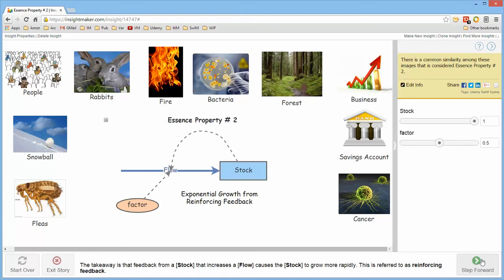I consider this to be the second essential property of the pieces that are used to create simulation models. And this particular model is attached as a resource to this lecture. I would encourage you to go ahead and access this model and run it a number of times, changing the initial value of the stock and the value of the factor, and just get a sense of the way that changing the variables has a significant impact on the result of this model over a period of 10 years.